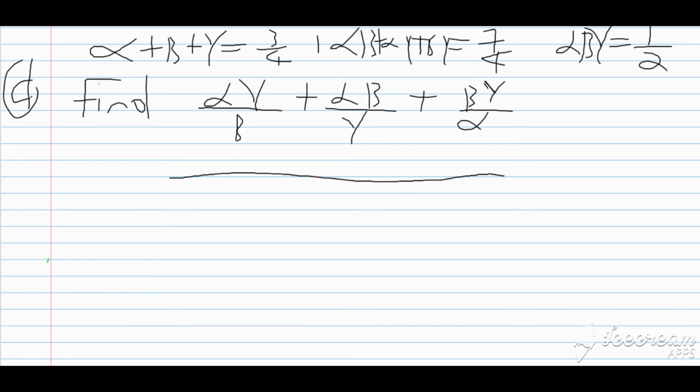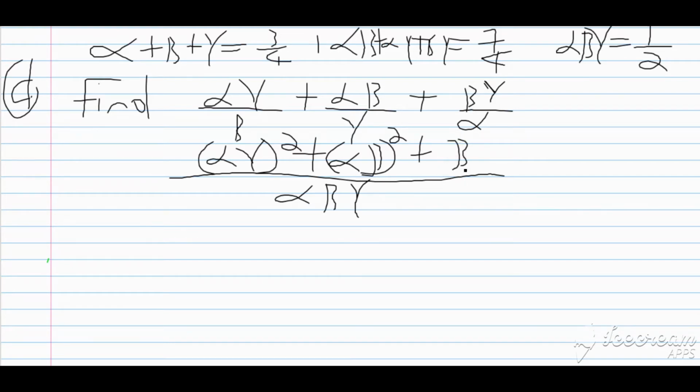My LCM in this scenario would be alpha beta gamma, if I'm keeping it in alphabetical order. Beta into alpha beta gamma gives me alpha gamma, and my numerator is alpha gamma, so I'm going to end up with alpha gamma all squared. Gamma into alpha beta gamma gives me alpha beta, and my numerator again is alpha beta, so I'm going to have alpha beta all squared. This always happens in a certain pattern, so I can predict the next term. Alpha into alpha beta gamma is beta gamma, and my numerator is beta gamma, so I'm going to have beta gamma all squared.